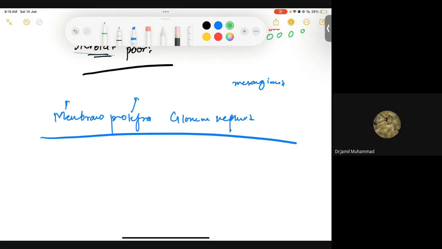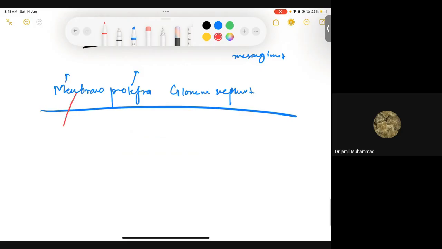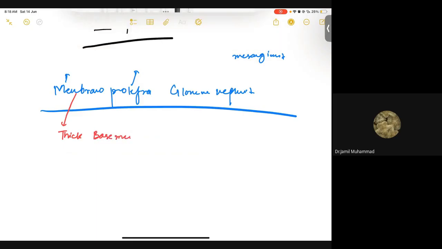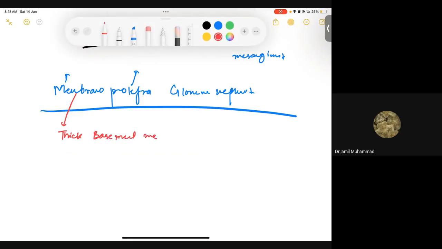Okay. So again, we have the word membranous. Two things just come into my mind: that is thickening of the basement membrane. And what else comes into our mind? That is going to be due to immune complex depositions.